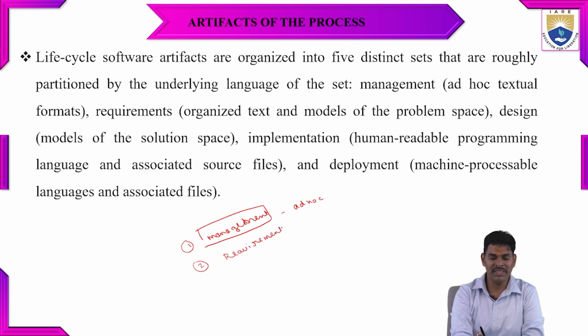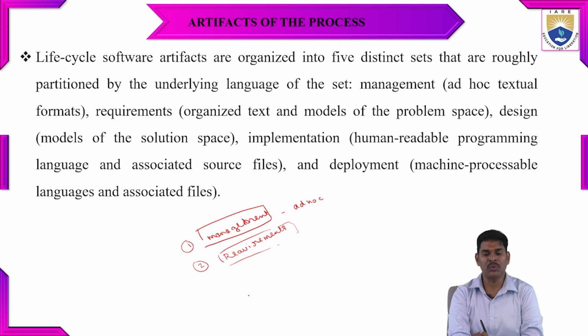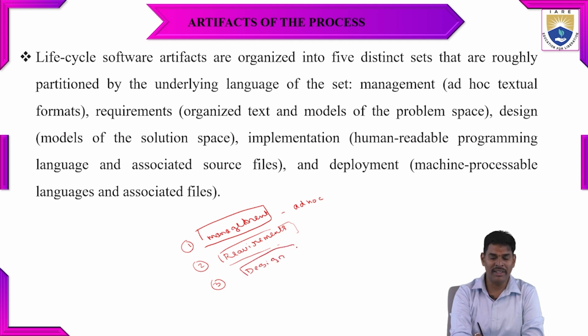And the next one is requirements. Requirements means we need to verify the planning and the requirements. What text we need to check and how the information can be organized, and have different types of models of the problem space. And the next one is the design part. In the design part, the various components of the models have to have solutions.